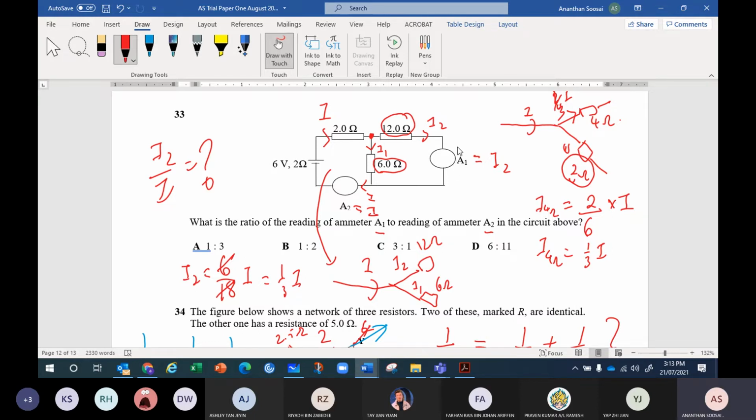So the current in I1, the A1 reading, is 1/3 I. A2 is I. So what is the fraction, the ratio of A1 to A2? 1/3 I to I, so it's 3 to 1. So the answer is C.